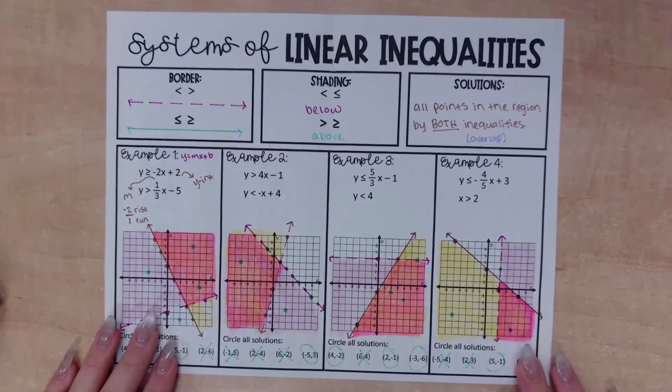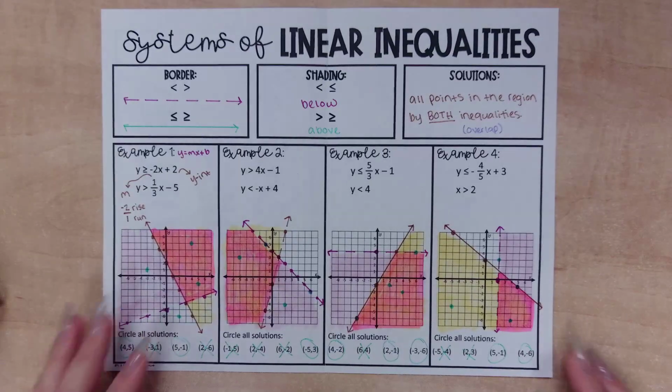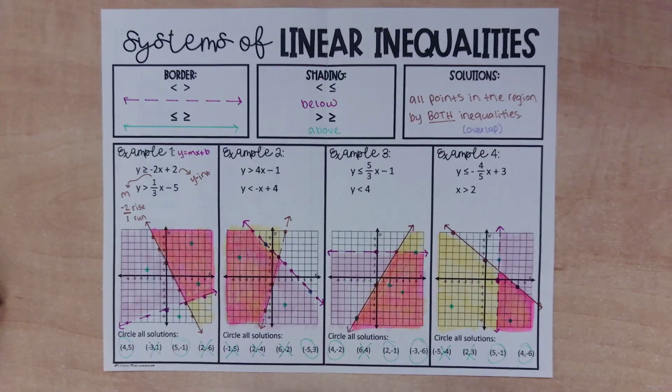So hopefully this made solving systems with linear inequalities a lot easier. All I really need you to take away is to make sure you understand the shading process and understand that if your point falls on a line, if it's a solid line, you can claim it. If it is a dotted line, you cannot.